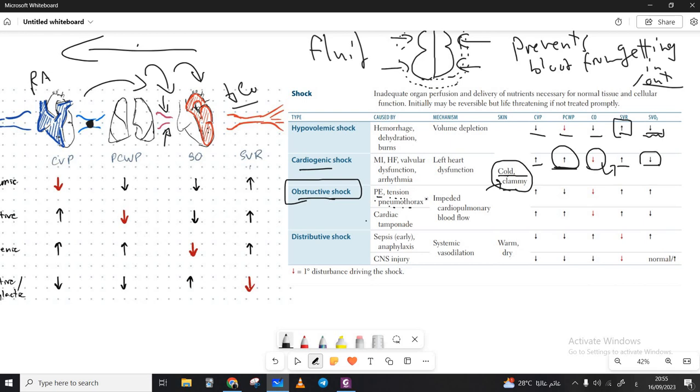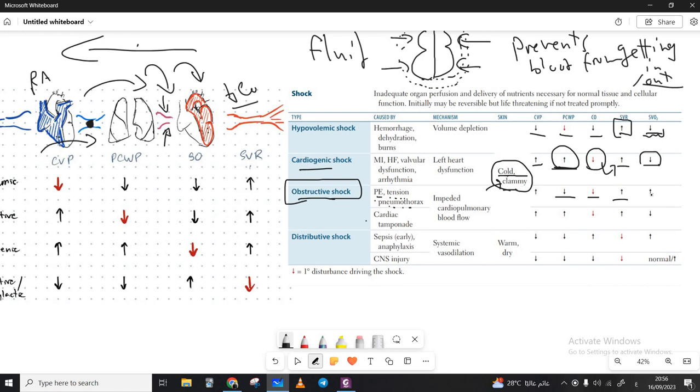So essentially, in obstructive shock, since you obstruct the way from the right side of the heart into the lungs, you have more accumulation. Less blood flow into the lungs and the pulmonary veins. So pulmonary capillary wedge pressure should go down, and also less blood goes to the left side of the heart. So cardiac output goes down and causes hypotension. So it will activate the sympathetic system and increase the systemic vascular resistance.